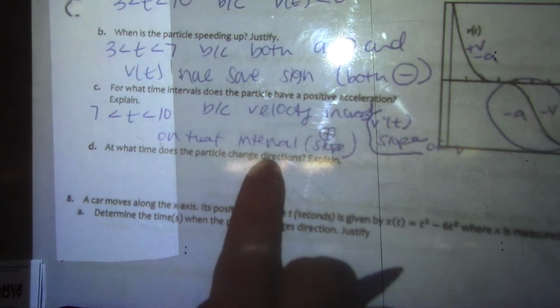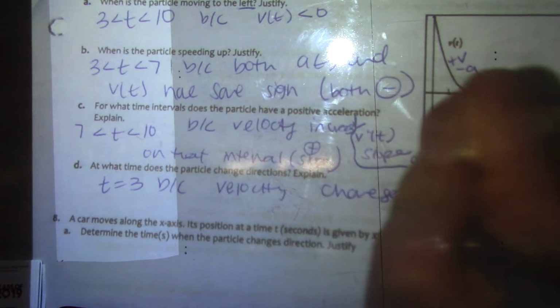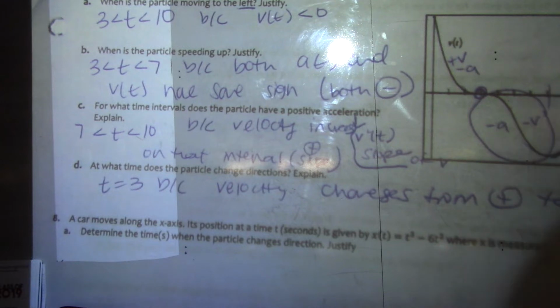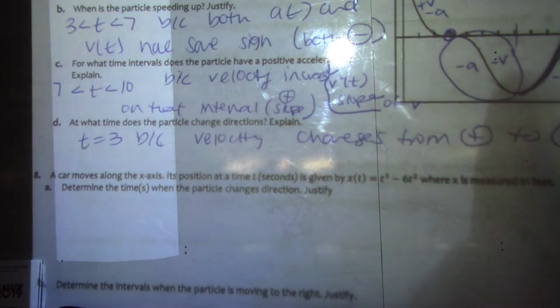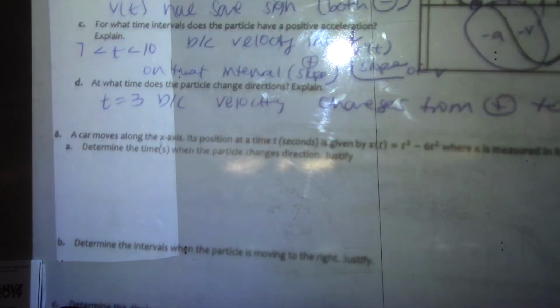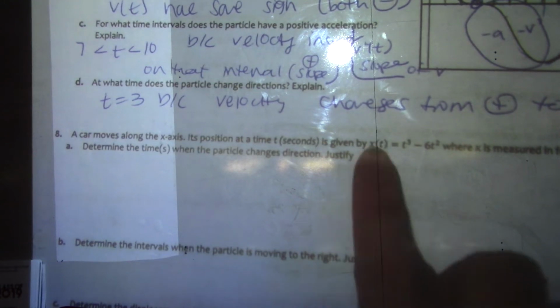The time when the particle changed directions was at t equals 3, because your velocity changes from positive to negative. So it went from moving right to moving left, so it changed directions. Here we've got position. When does the particle change directions?